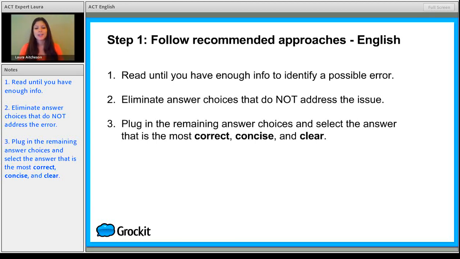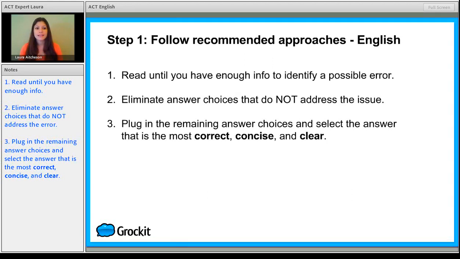And then you're going to use these 3 helpful words: correct, concise, and clear. Concise actually means short. So we're going to show you with questions today how going to the shortest answer choice can be really helpful. When we talk about eliminating answer choices that don't address the issue, if you know that there's a grammatical error, you can get rid of answer choice A a lot of the time. For a lot of the questions, the answer choice A is no change. But if there's an error, there has to be a change.